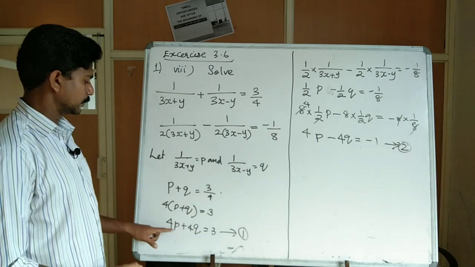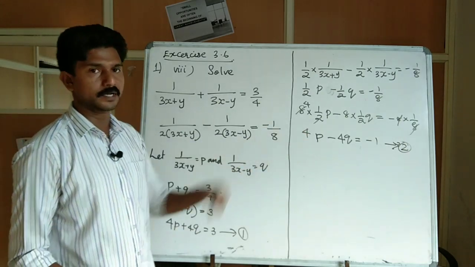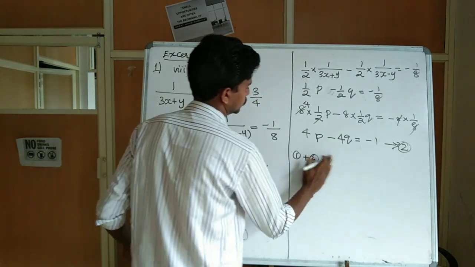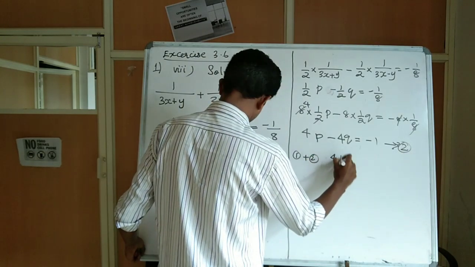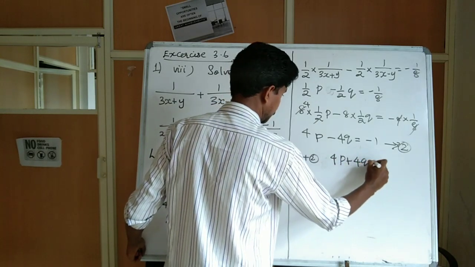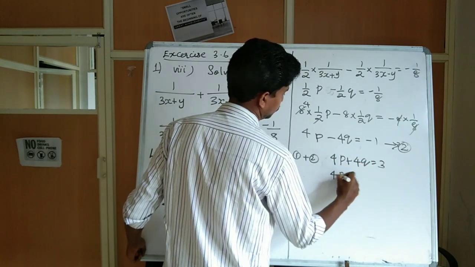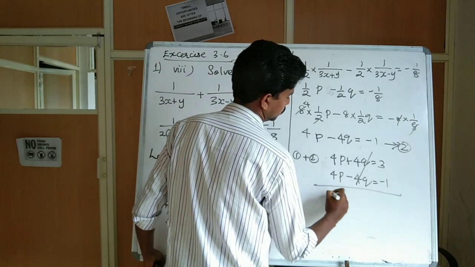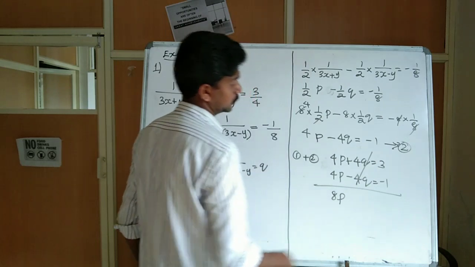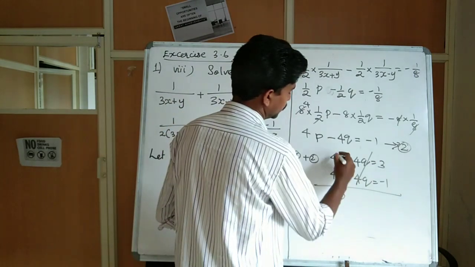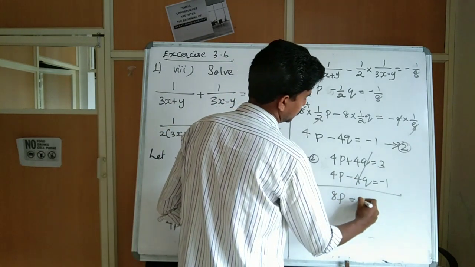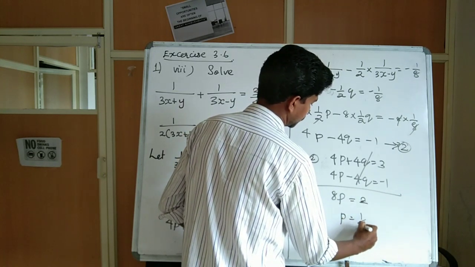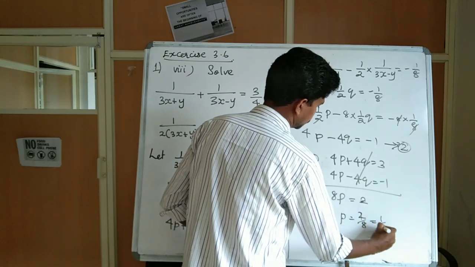So we can add both. So we can eliminate q. So equation 1 plus equation 2. So we can write both first. Equation 1: 4p plus 4q is equal to 3. Equation 2: 4p minus 4q is equal to minus 1. So when we add, 8p is equal to 2. P is equal to 2 by 8, which is equal to 1 by 4.